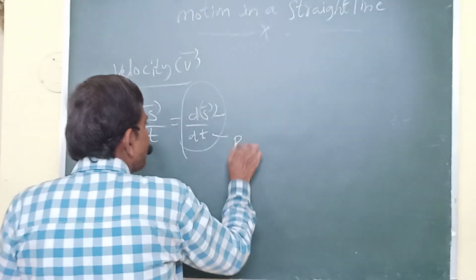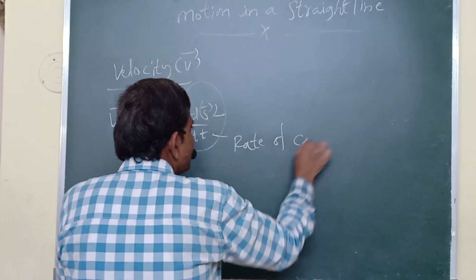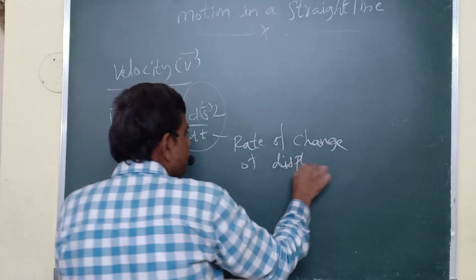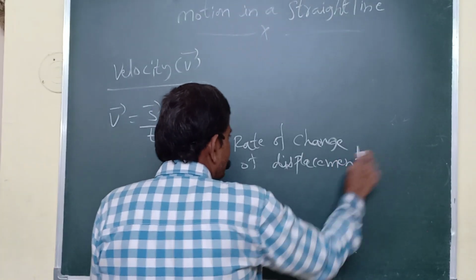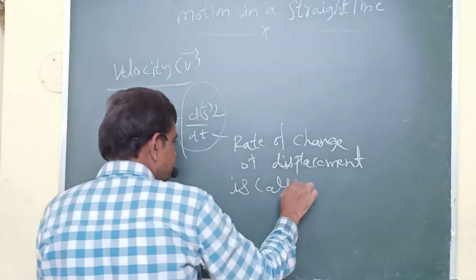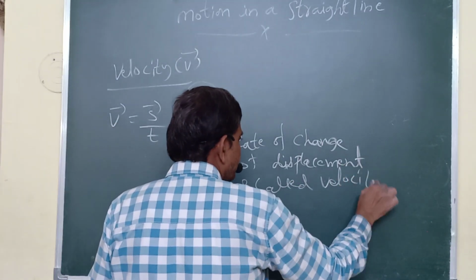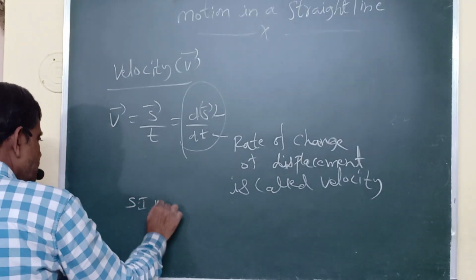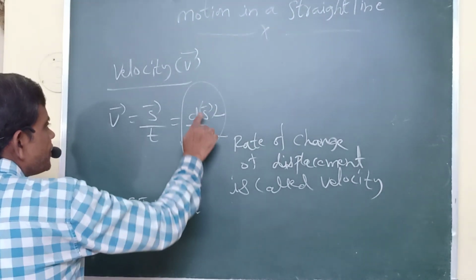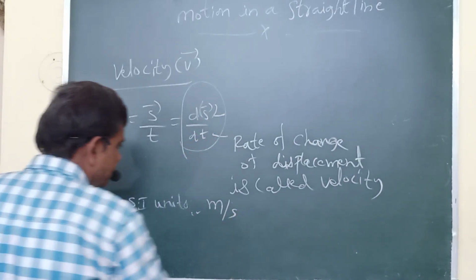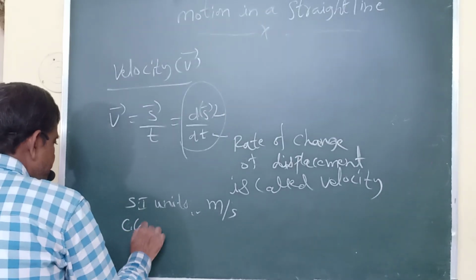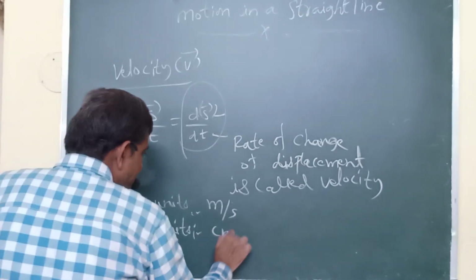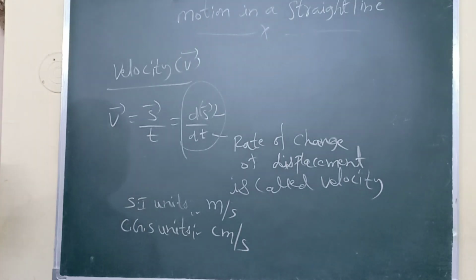What is the velocity? Rate of change of displacement is called velocity. What are the SI units? This is meter and this is second. So meter per second. And also CGS units. Centimeter by second. So centimeter per second. This is about velocity.